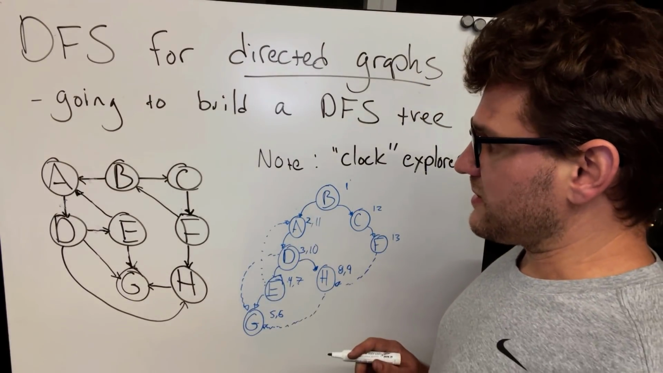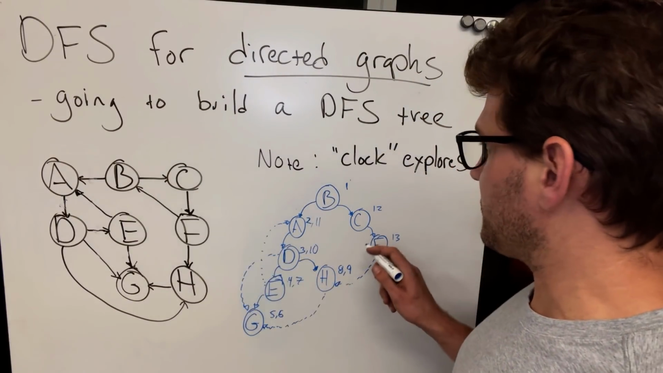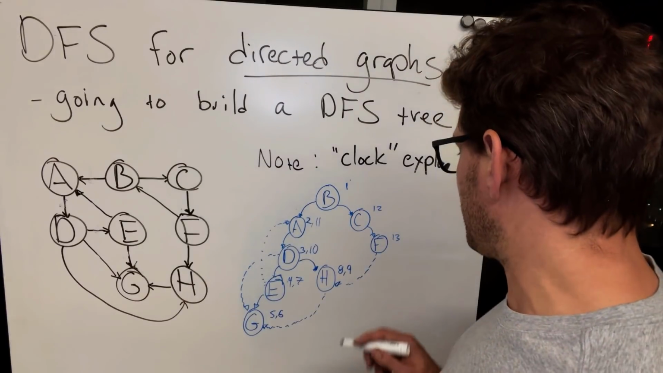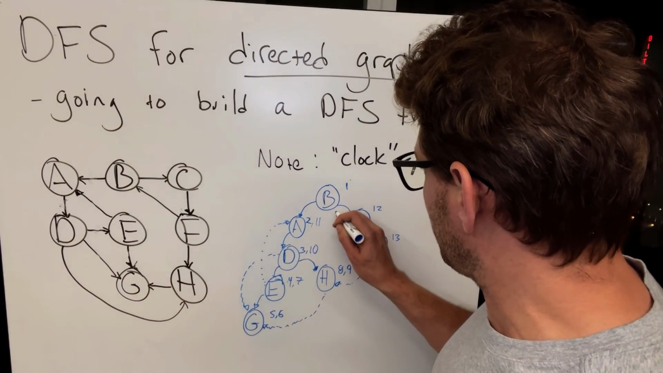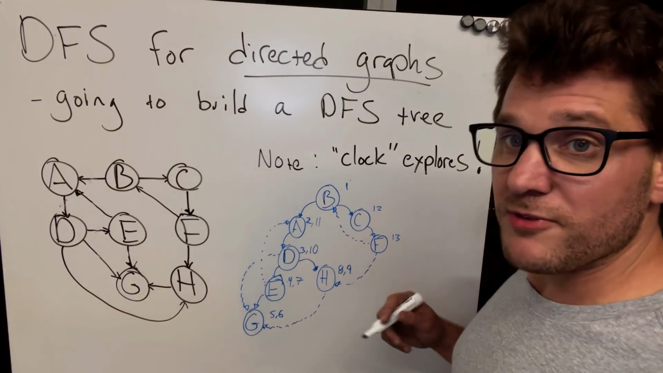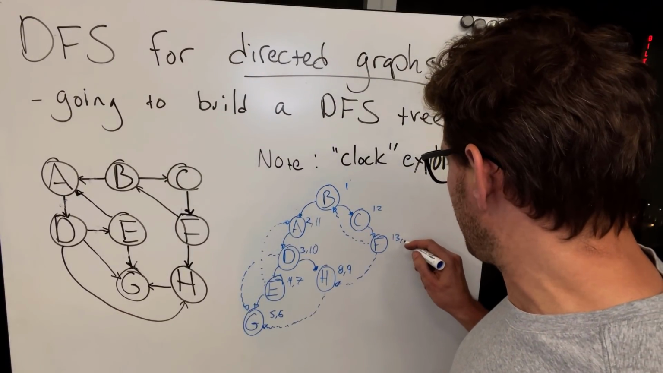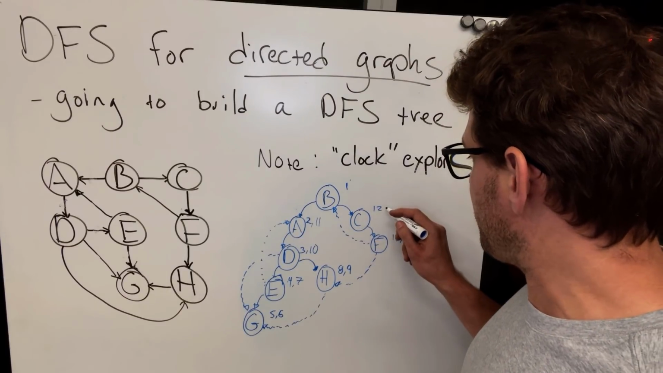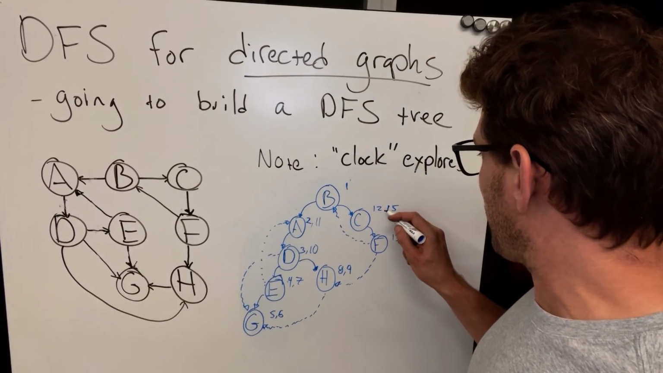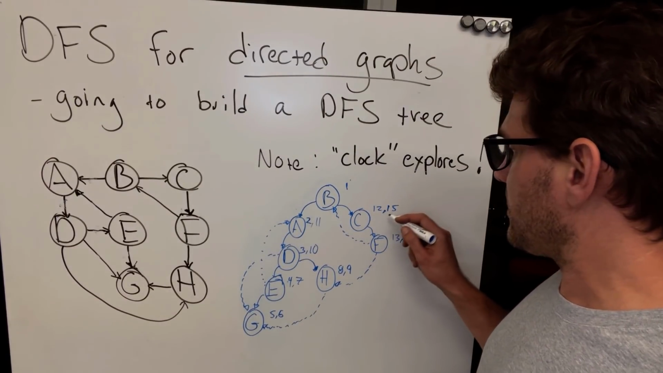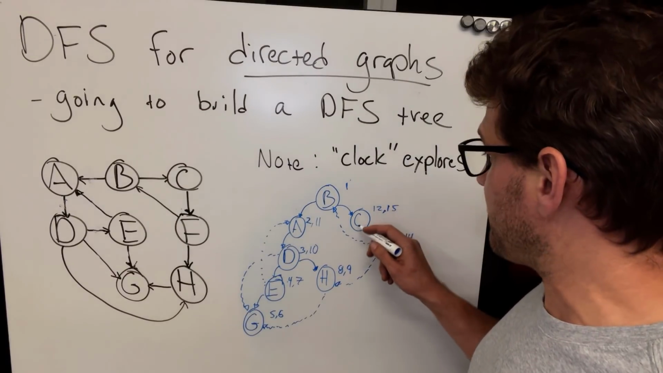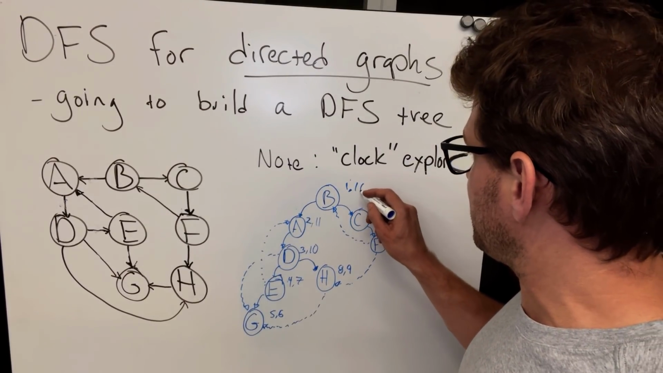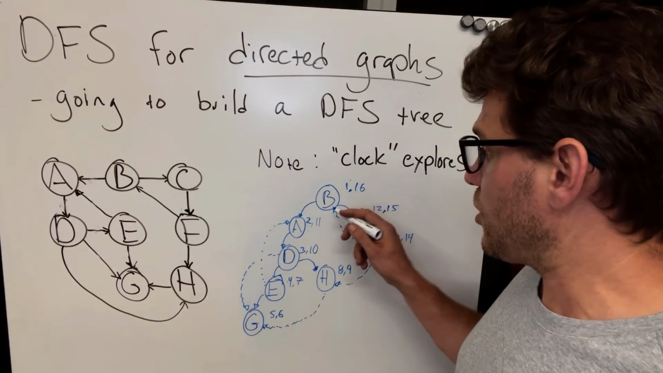Again, I then look next at F. It's connected to B. Of course, B has already been explored. So I'm just going to record this as a dotted line. Now I'm finished exploring F. I can write 14 as the completion time for exploring F. I pop back up the tree. 15 is the completion time for exploring C. I've now finished exploring C. I pop back up the tree. And 16 is the completion time for exploring node B.